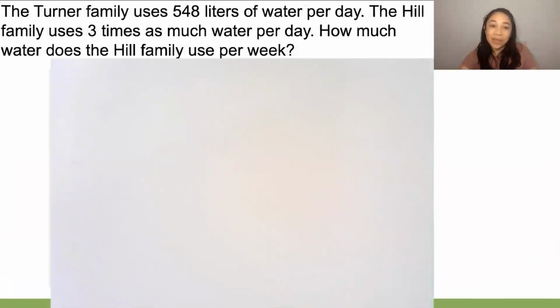The Turner family uses 548 liters of water per day. The Hill family uses 3 times as much water per day. How much water does the Hill family use per week?